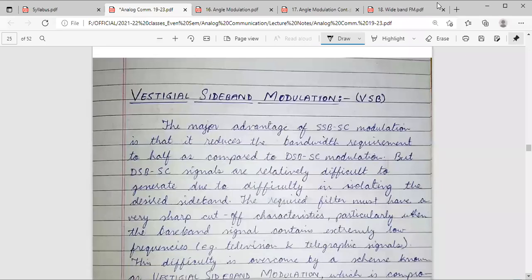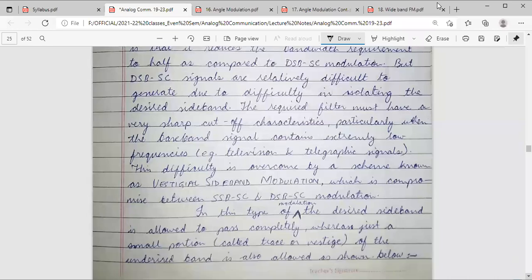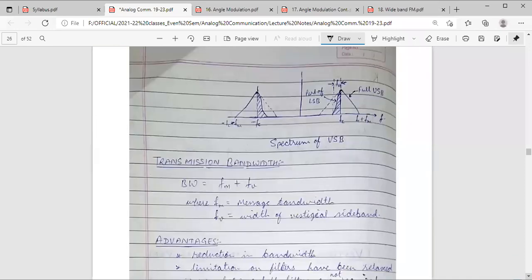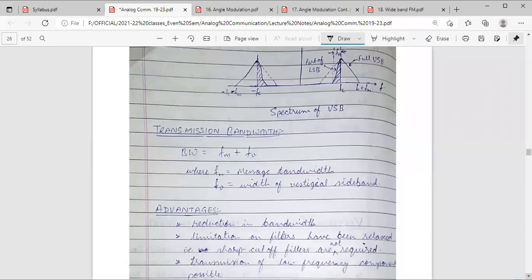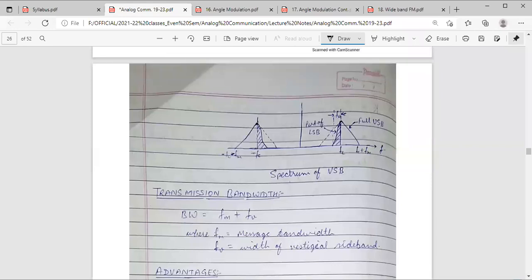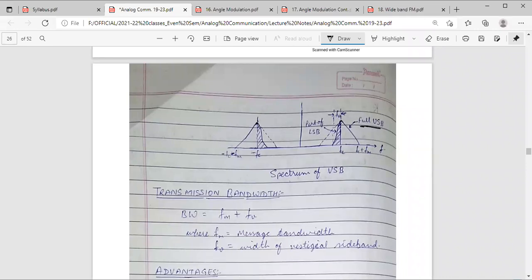Next is the vestigial sideband modulation. In amplitude modulation, we have seen all these things. In vestigial sideband modulation, we have already seen some portion, where we will use some vestige or portion of the other sideband. Here we will have a full USB with some portion of the LSB. That part is known as the vestige. So in this case, the bandwidth is increased by some portion with respect to the single sideband modulation.